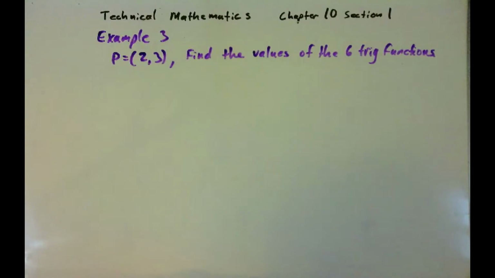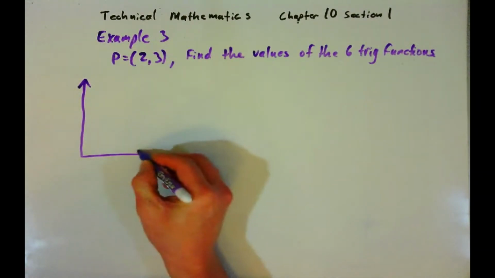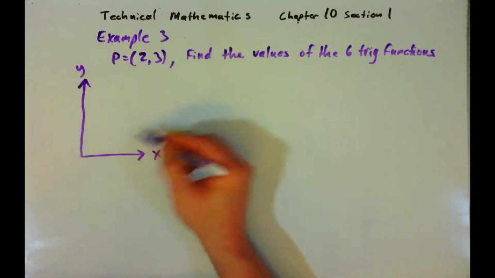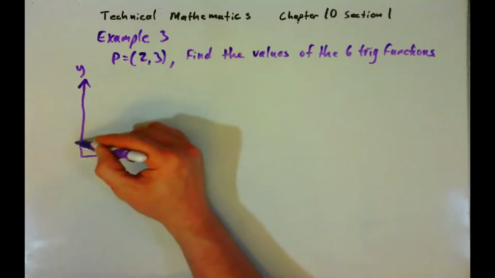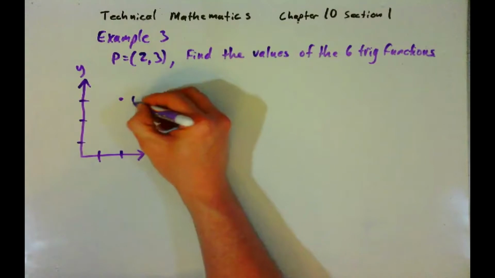This is example 3. It says, given the point (2, 3), find the values of the 6 trig functions. And so let me start by drawing the point. We have the x-axis and the y-axis. Again, I'm only drawing the first quadrant. And we have a point at (2, 3). And so right here, I have point (2, 3).